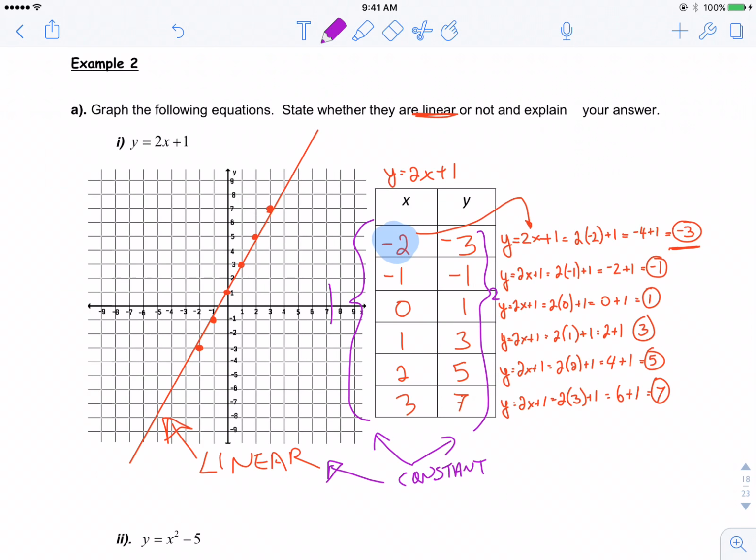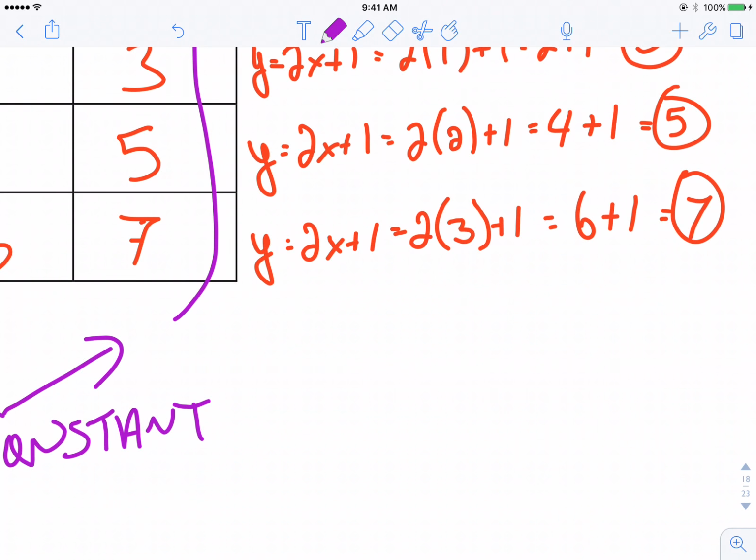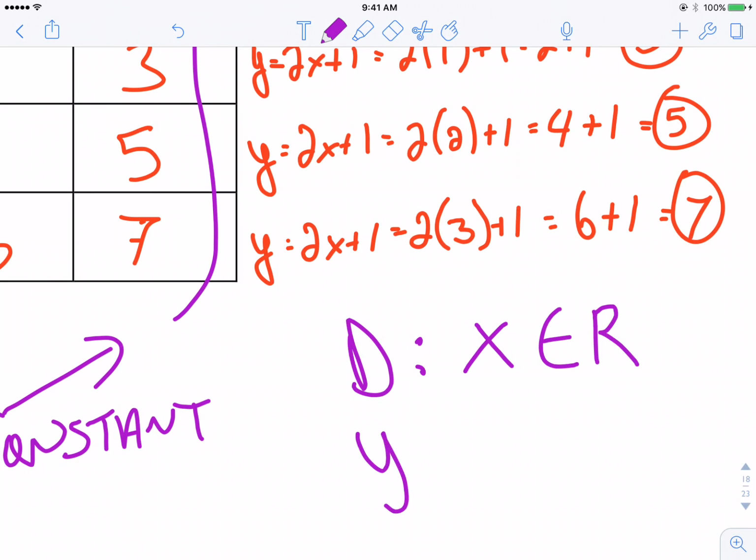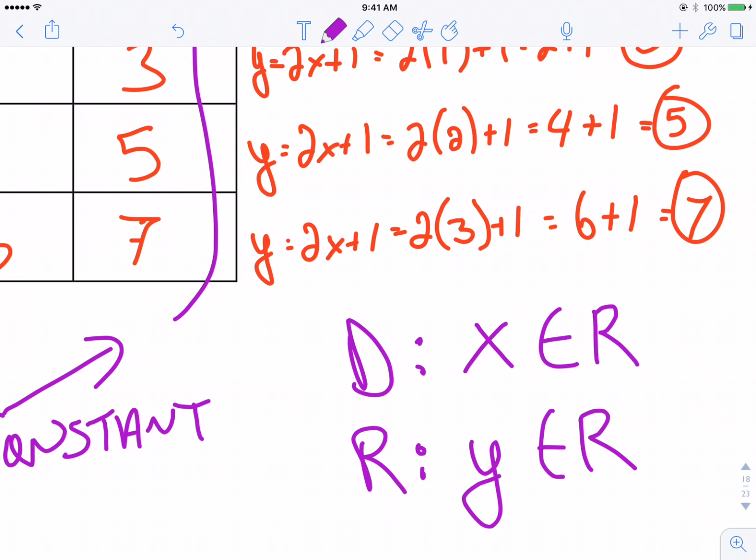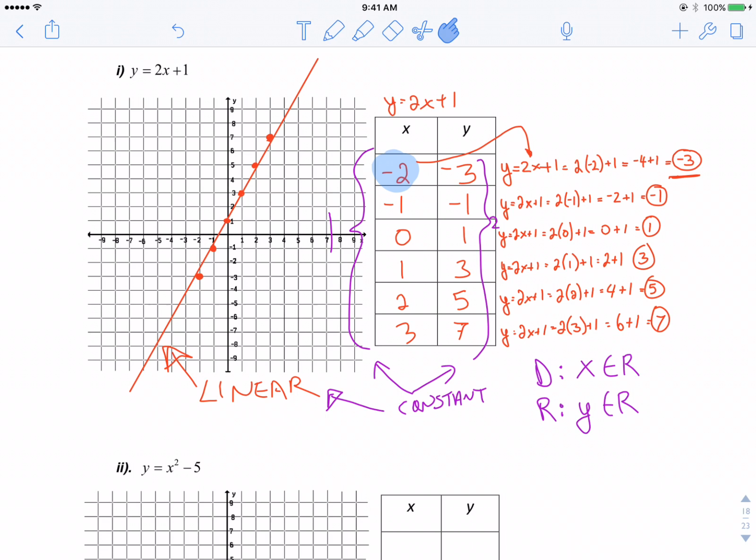Okay. Now, just as an extra, what's the domain and range of this equation? Pausing to let you do it. Domain, remember, is all our x values. In this case, the domain of this is x can be all real numbers. The range would be y can be all real numbers. That's example 1 for example 2.